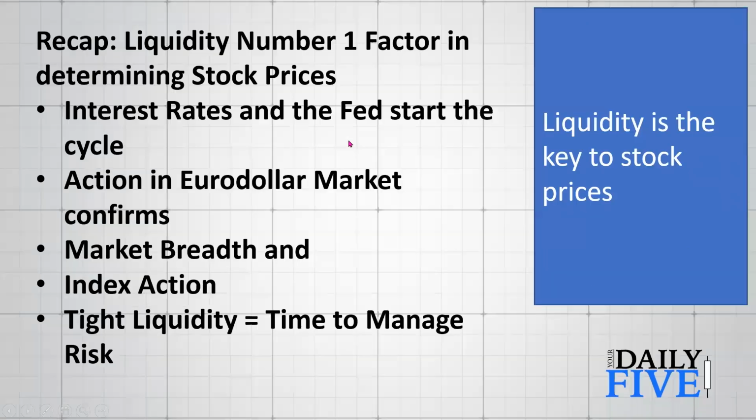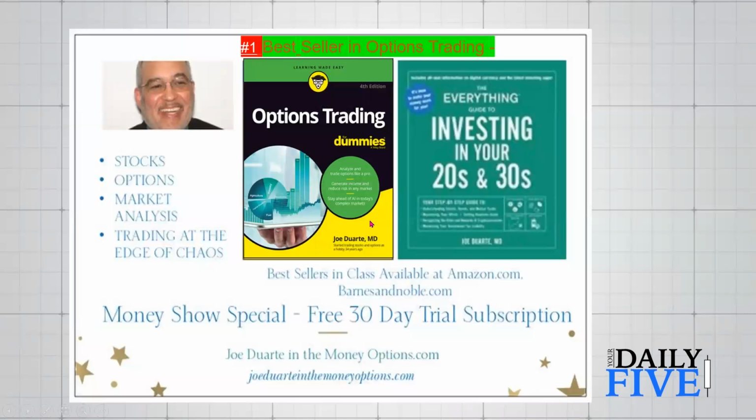So to recap, liquidity is the number one factor in determining stock prices. Interest rates and the Fed start the cycle. The action in the Eurodollar market confirms that, and it does so very quickly because it's very sensitive. Then you look at your market breadth and your action in your indices. And remember, tight liquidity is time to manage risk.